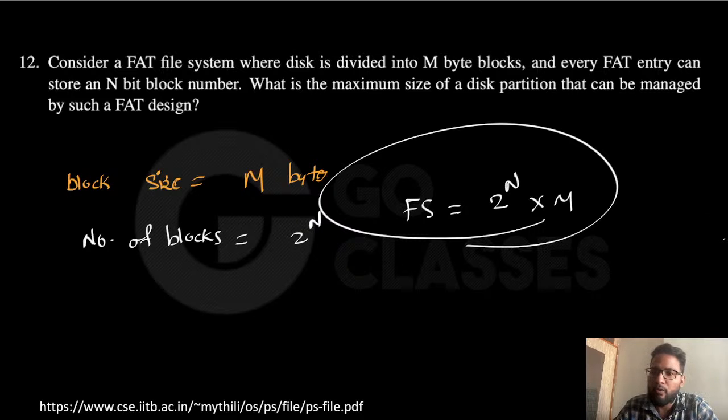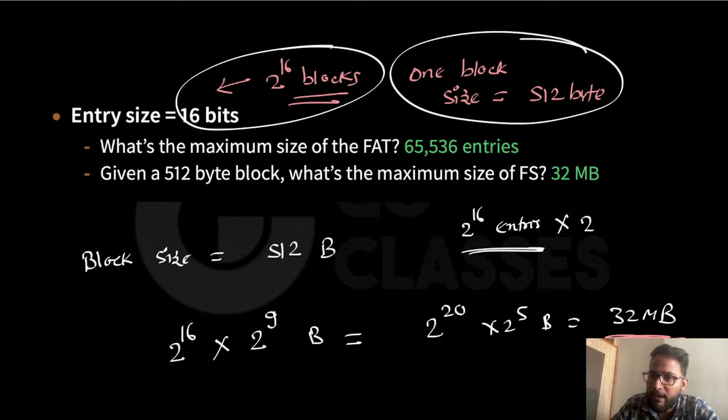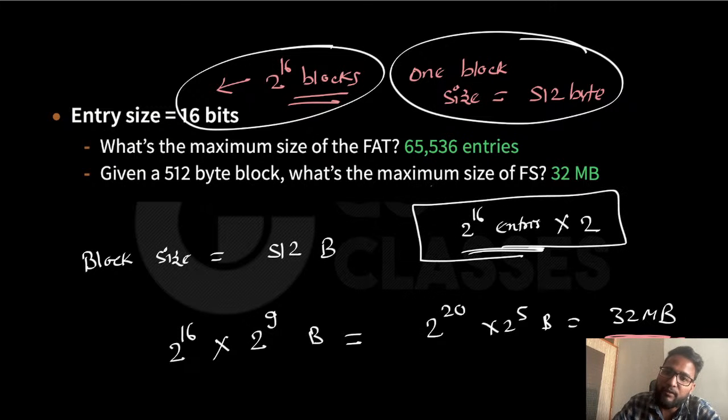Okay. So I hope that is understood. What is the size of FAT? Okay, that's a good question. So the FAT is basically having how many entries? I think it is having 2 power 16 entries, because there are 2 power 16 blocks. So 2 power 16 entries it has, right? And each entry is of 16 bits, which means 2 bytes. So I think the size of the FAT table is 2 power 17 bytes, right? 2 power 17 bytes. This is the size of your FAT table.